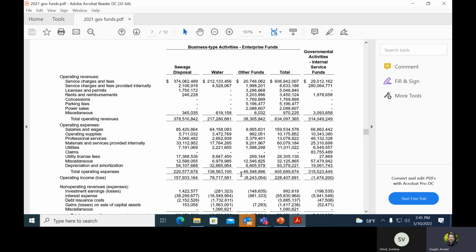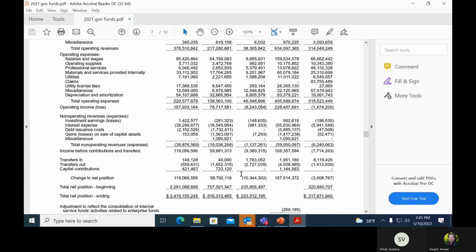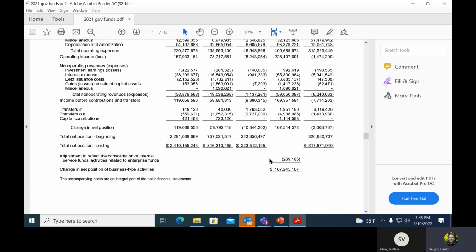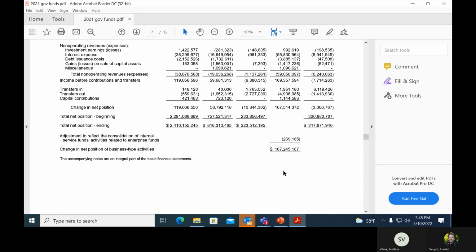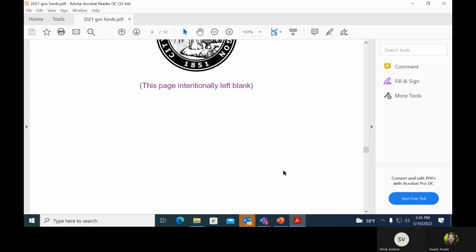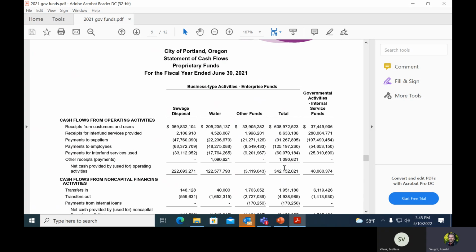And operating and non-operating. And then again, we have just this one reconciliation between fund change and net position to business type activities changing. And we got the cash flows.